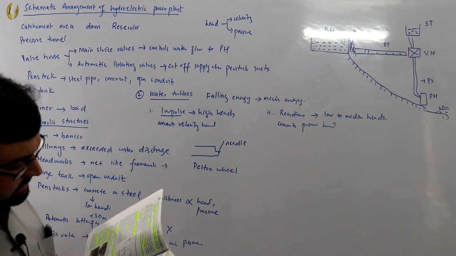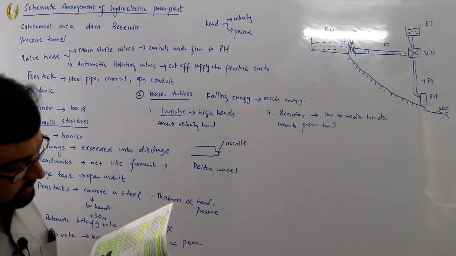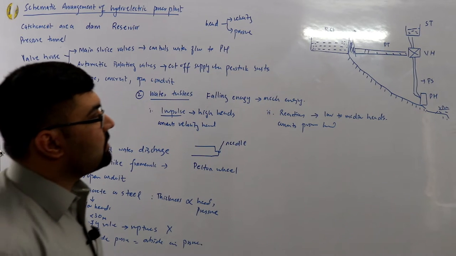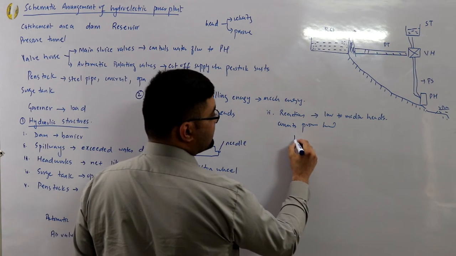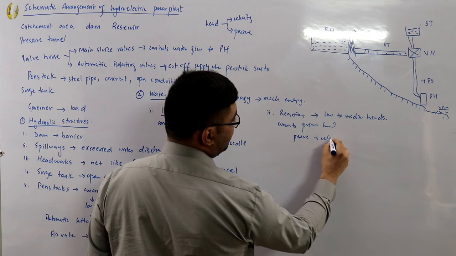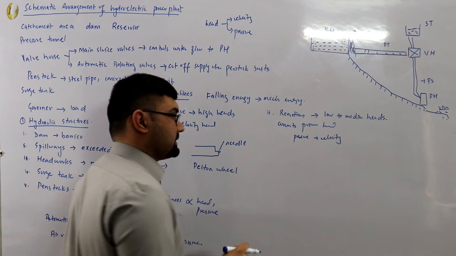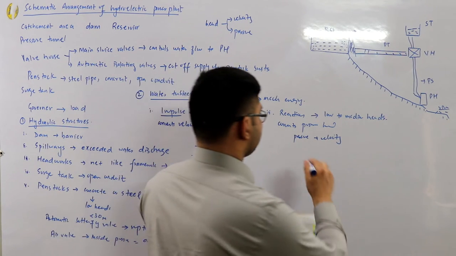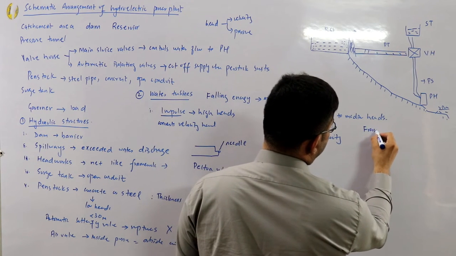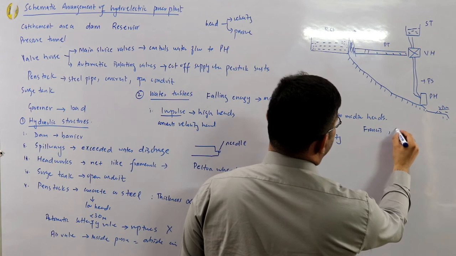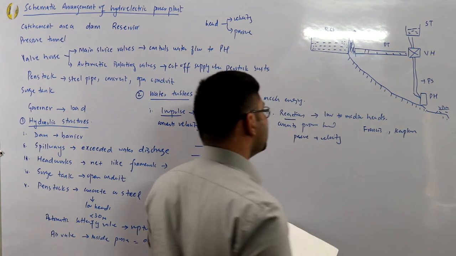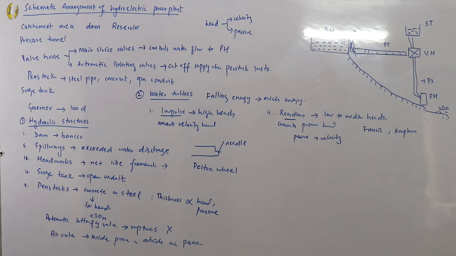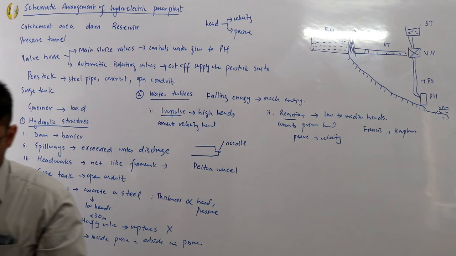Similarly, in the reaction turbine, water enters the runner partly with pressure energy and partly with velocity energy. So over here it is pressure plus velocity. So this is reaction. You have the Francis turbine and the Kaplan turbine. I do not want to go into the detail. You have studied hydraulics and you know this from your hydraulics.